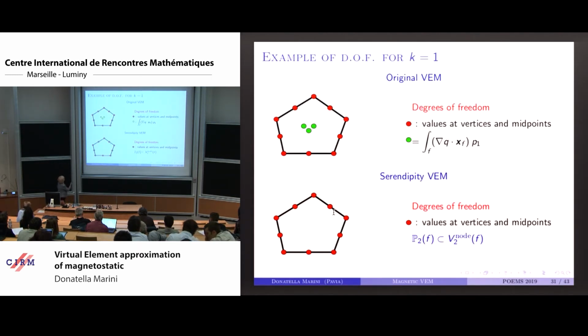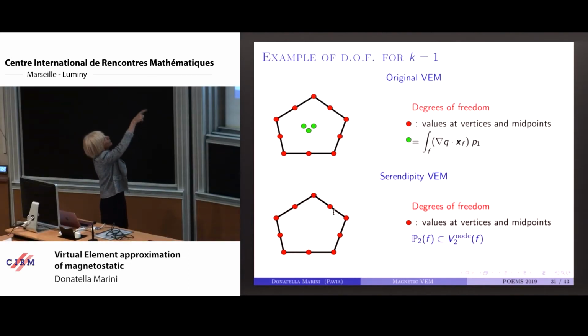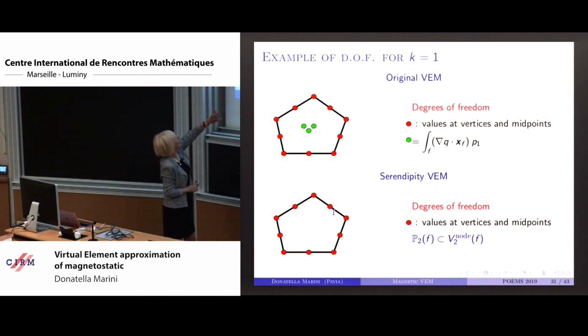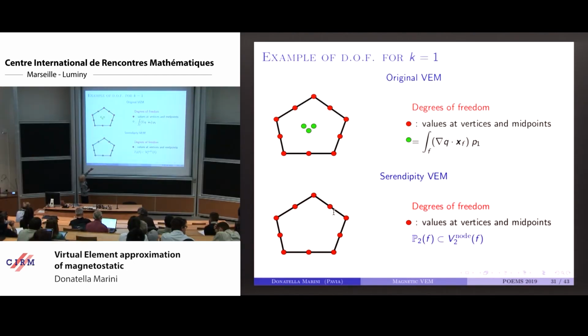And here are the degrees of freedom. For example, for the case k equal 1, we have polynomials of degree 2 on each edge, plus the moments, say, against P1, so 3 inside. And with the serendipity procedure, we can eliminate all the internal degrees of freedom and reduce everything to polynomials of degree 2.